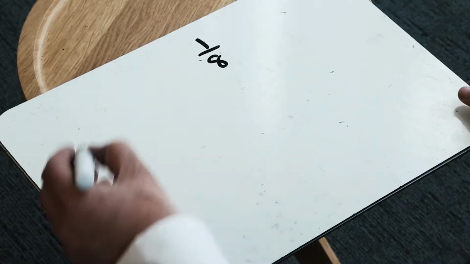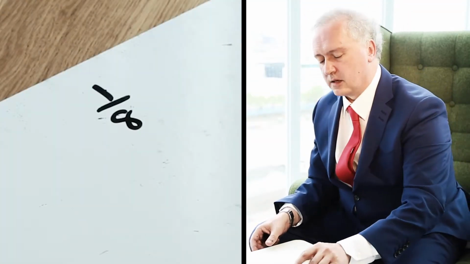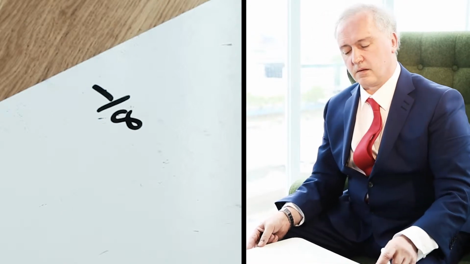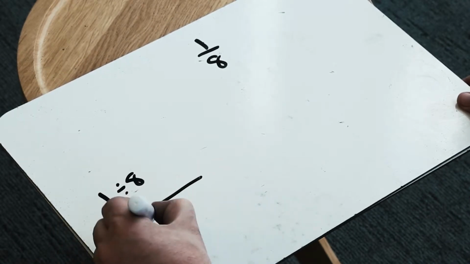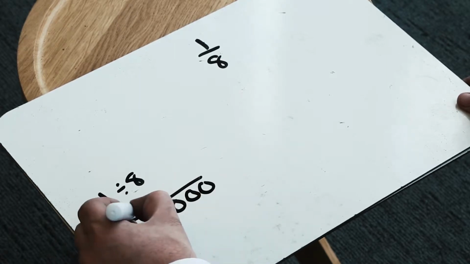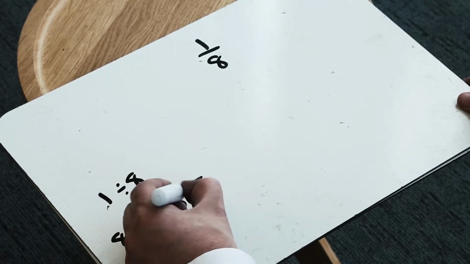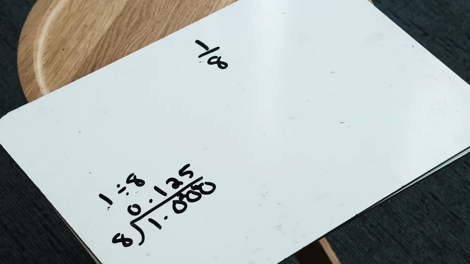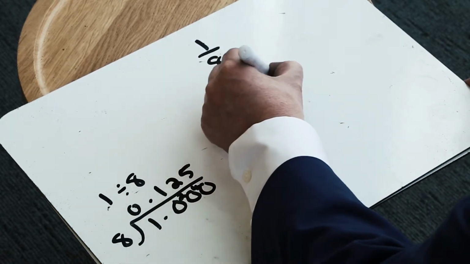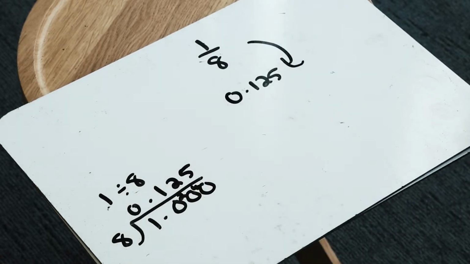For my next example, if I've got an eighth here and I want to change it into a decimal, I could use a calculator, but on a non-calculator paper, what I've got here is 1 divided by 8. If I set up a little bus stop here, 8 into 1.000, and put the decimal point up there, 8 into 1 doesn't go, so I put a 0. 8 into 10 goes once, remainder 2. 8 into 20 goes twice, remainder 4. And 8 into 40 goes 5. So I can see that 1/8 is equivalent to 0.125. Really straightforward, by just dividing the numerator by the denominator.